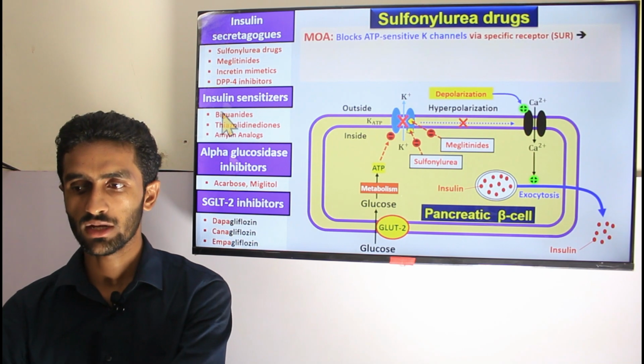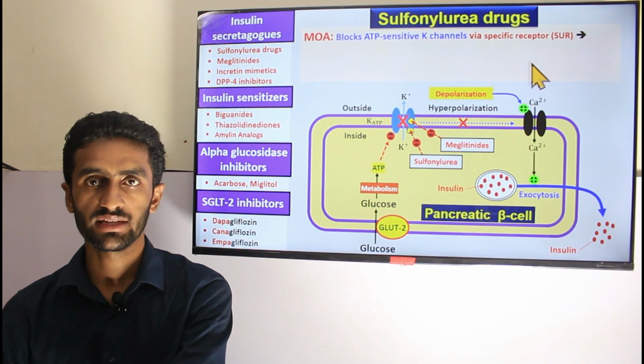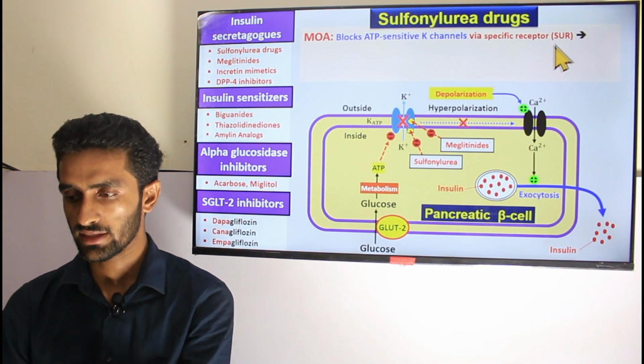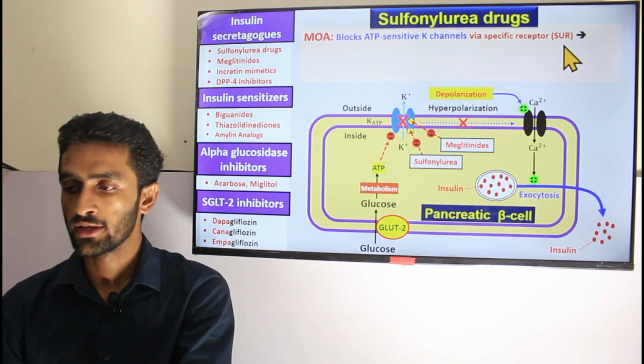So the mechanism is to block the ATP-sensitive potassium channel via the specific receptor for sulfonylurea, the sulfonylurea receptor.